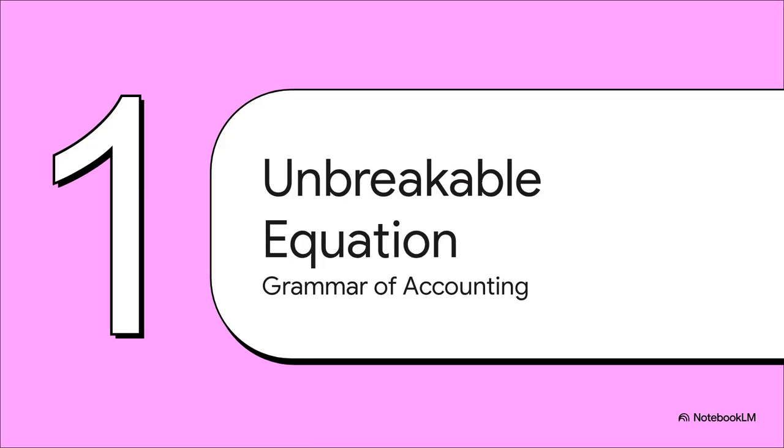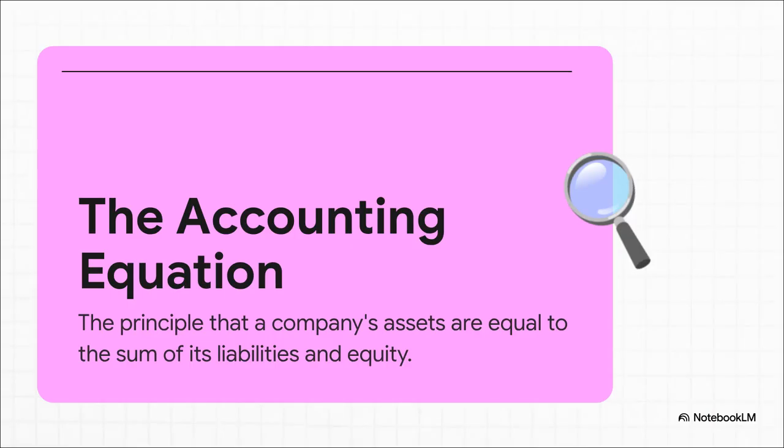All right, just like any language, accounting has rules. It has a grammar that holds the whole thing together. And believe it or not, it's all built on one single, simple, unbreakable rule. Get this down, and you've got the foundation for everything else. And here it is in all its glory: assets equals liabilities plus owner's equity. This right here is the heart and soul of accounting.